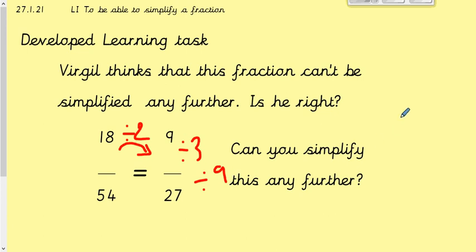So 9 divided by 9 is 1. 27 divided by 9 is 3. Therefore, it is simplified to a third. Okay, I'll show you what would happen if we divided it by 3, because that would have been fine as well. It just would have taken a bit longer.